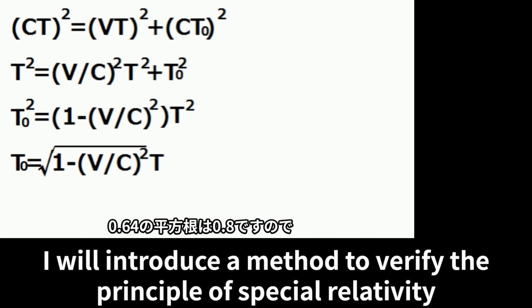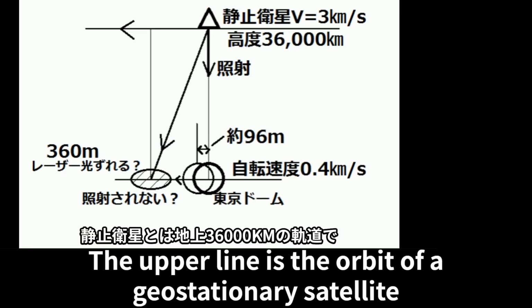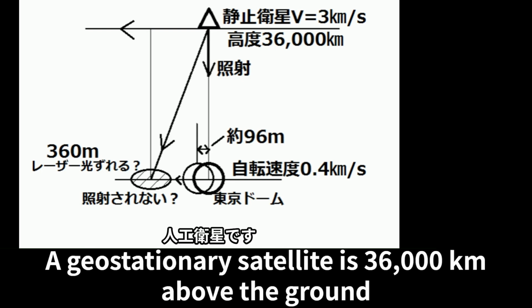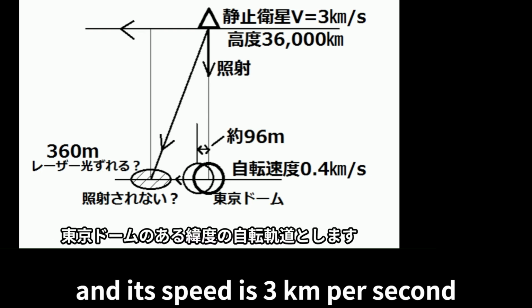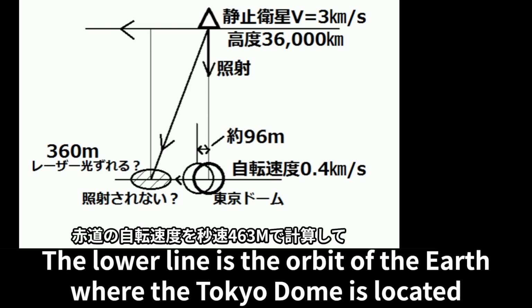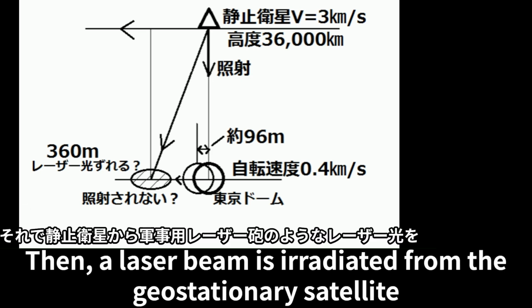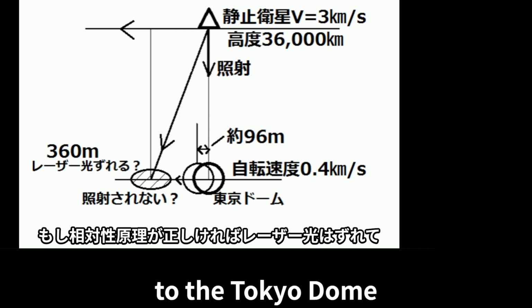I will introduce a method to verify the principle of special relativity. The upper line is the orbit of a geostationary satellite. A geostationary satellite is 36,000 kilometers above the ground, and its speed is 3 kilometers per second. The lower line is the orbit of the Earth where the Tokyo Dome is located. Let's assume that the speed of the Tokyo Dome is 400 meters per second. Then, a laser beam is irradiated from the geostationary satellite to the Tokyo Dome.